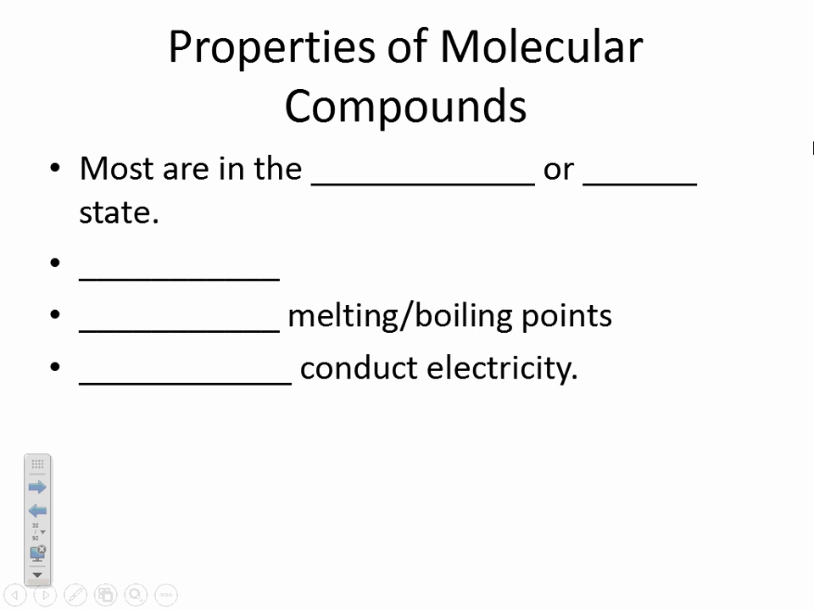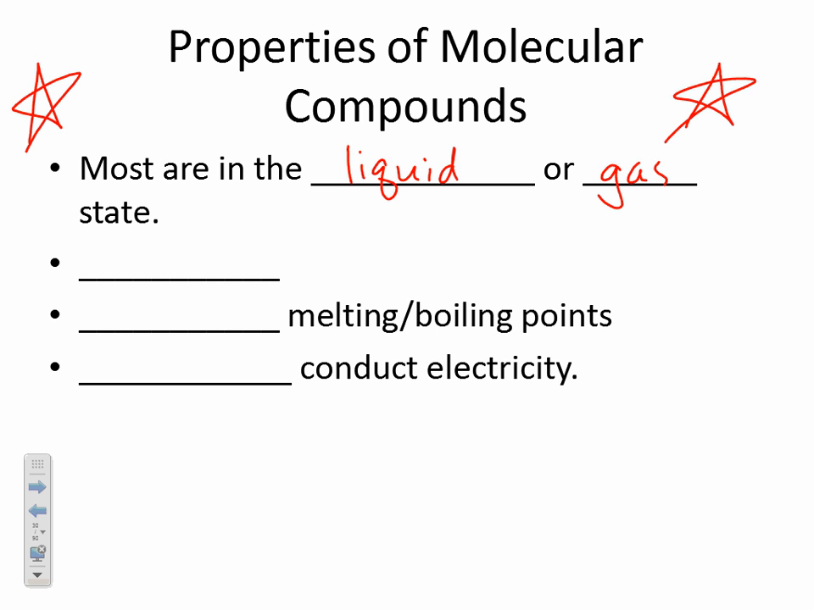Properties of molecular compounds. Again, enormous. This is a big point. We think back to our salt sugar lab, where we had this difference between ionic and molecular compounds. Most of the molecular compounds are going to be in the liquid phase or the gaseous phase. So they're not solids anymore, right? They're liquids, they're gases. They're very soft.